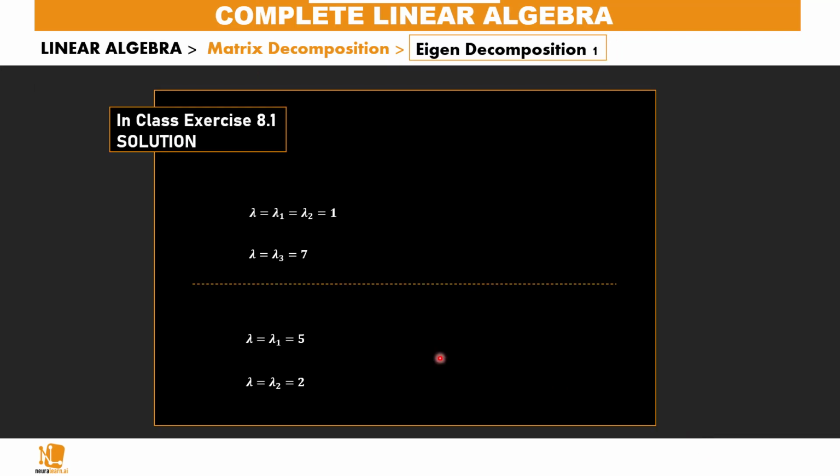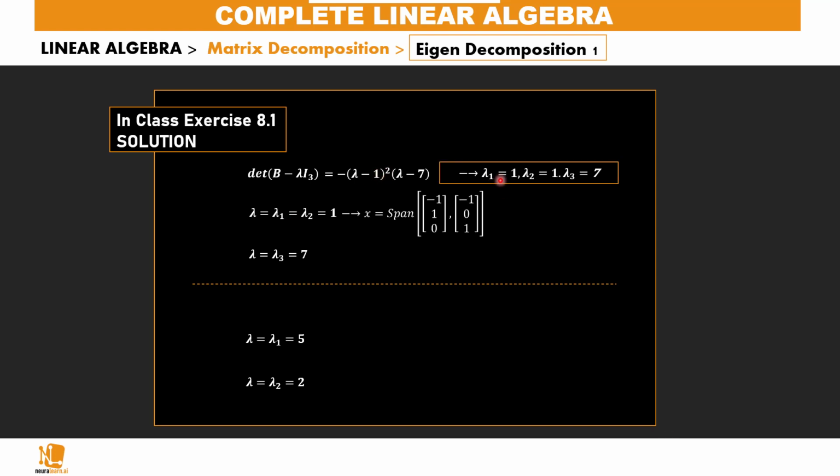For the first matrix B, you should have repeated roots. So our polynomial equation is made of repeated roots, where we have lambda equals 1 appearing twice. So lambda 1 equals 1, lambda 2 equals 1, and lambda 3 equals 7.